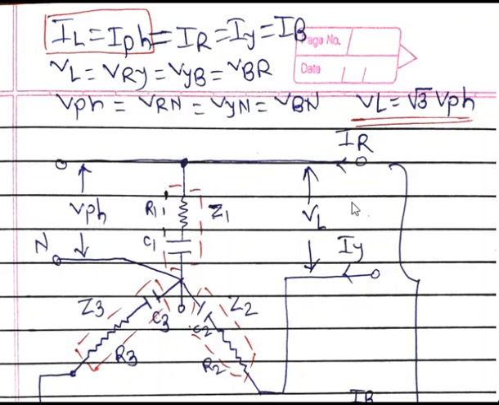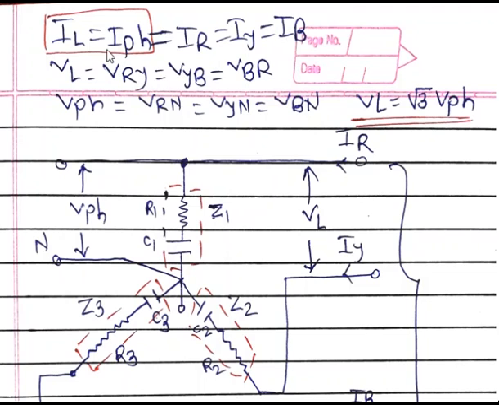Same as IR, the current IY passing through this line is also passing through impedance Z2, and current IB is passing through impedance Z3. Okay, therefore here the current IL is equal to IPH. This is a three-phase balanced type of load. Therefore, current IR is equal to IY is equal to IB.